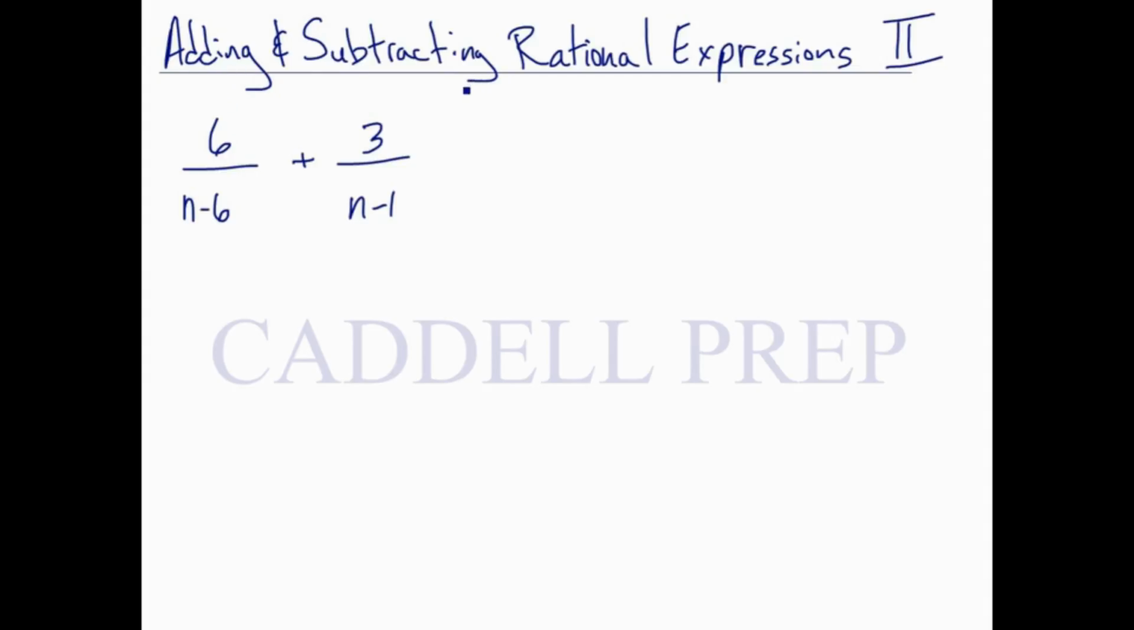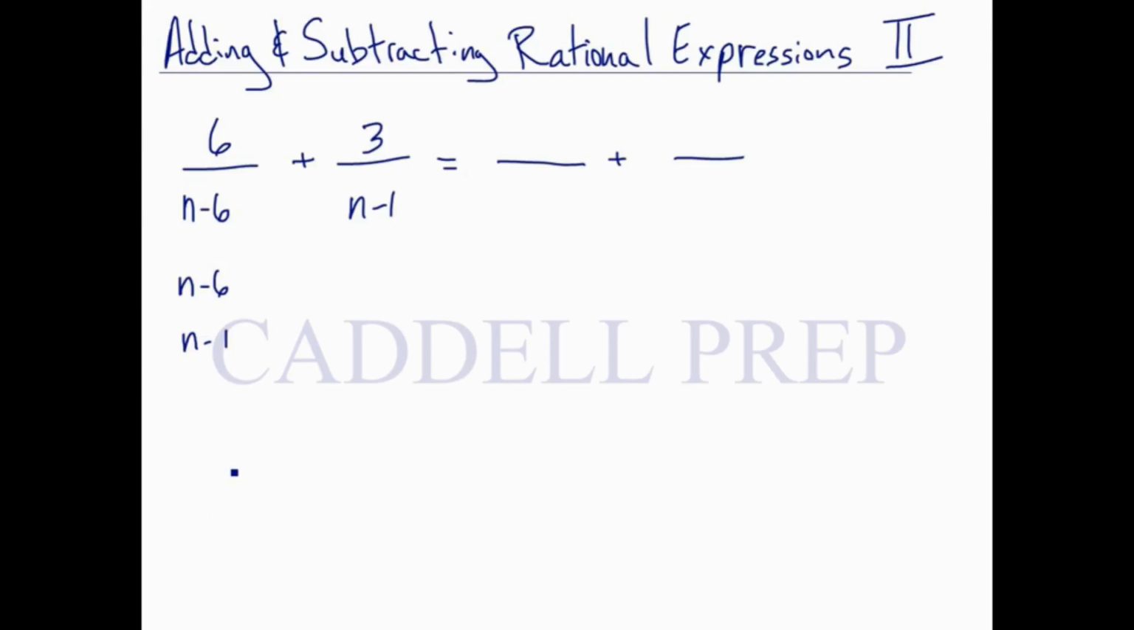Alright, let's go over adding and subtracting rational expressions, part 2. This one is going to be a little bit more difficult because we have binomials in the denominator. So still we want to rewrite this with common denominators so we can add them, because to add fractions we need to have common denominators. So if we look at this, we have n minus 6 and n minus 1. What is the common denominator for this?